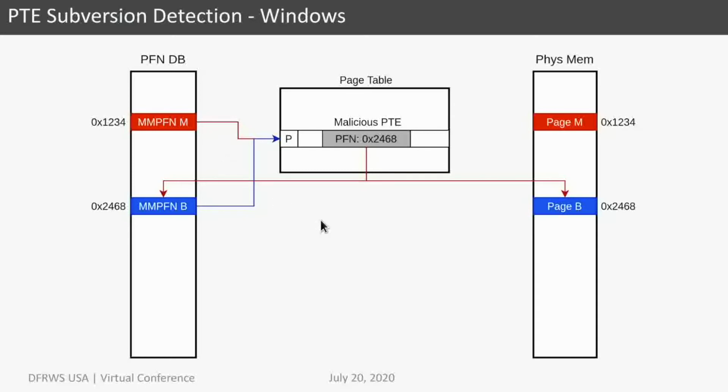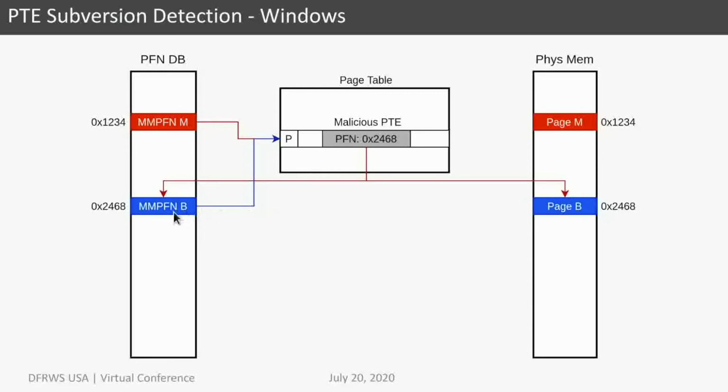Only the situation is a bit different. So we can see now here we have our PFN value, which points at the second page, which has been created for this PTE. So the also created MMPFN struct points back to this PTE. So this loop here is fine. It points back and forth validly, so there's nothing suspicious here.